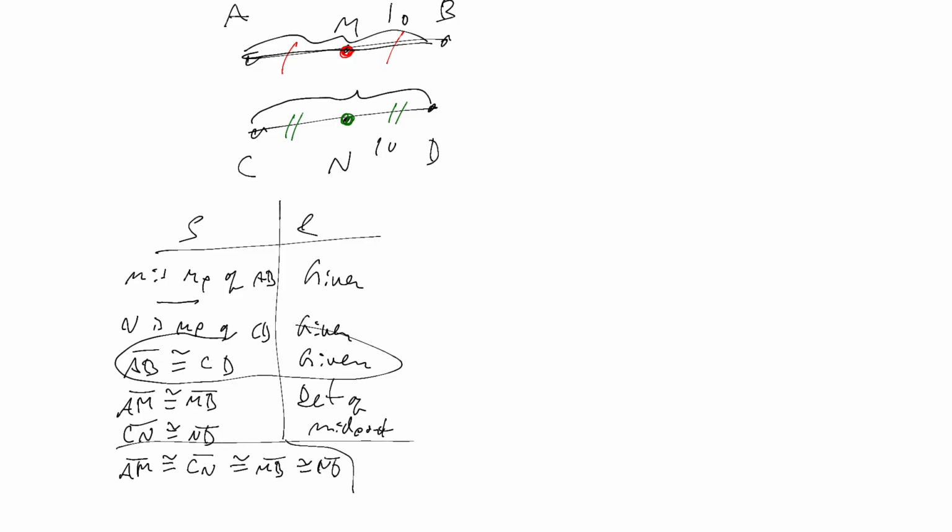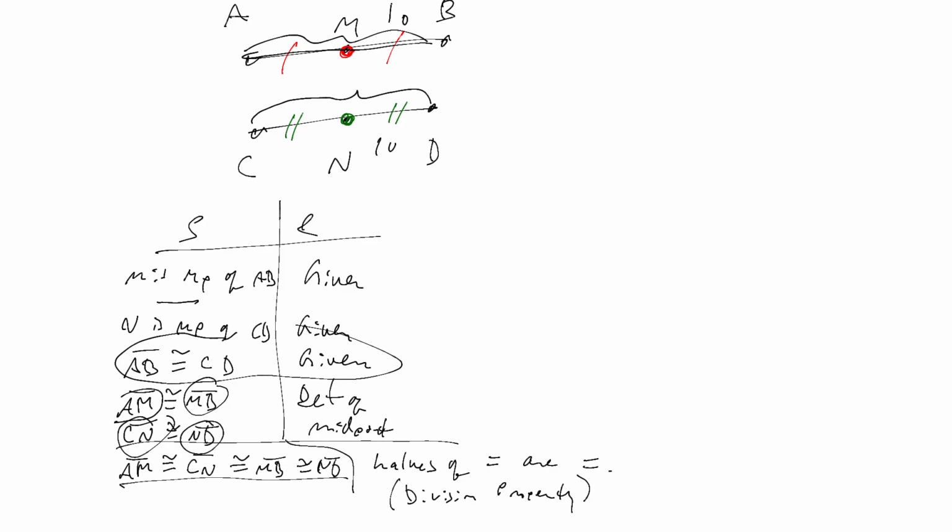But the reason we're going to say is what we did with algebra from before. We can just say halves of equals are equal, or you could say division property. That works also. But we can't just jump to this without giving a reason. And it's not transitive property because we know AM is congruent to MB and that CN is congruent to ND, but those congruences don't have anything in common. So we can't say transitive.